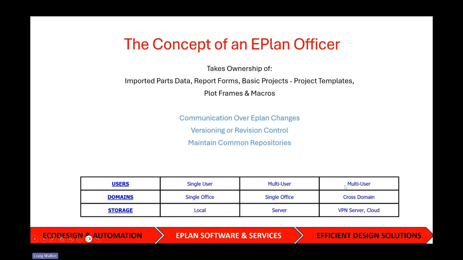Finally, when you get to a multi-user setup across multiple domains, like having multiple offices across New Zealand or across the world, and you all want access to the same master data, so you're using the same reusable elements, you really want to start looking at maybe a VPN or cloud server options for that. So this is something you can contact us on if you want more information on how to set it up best for your company.